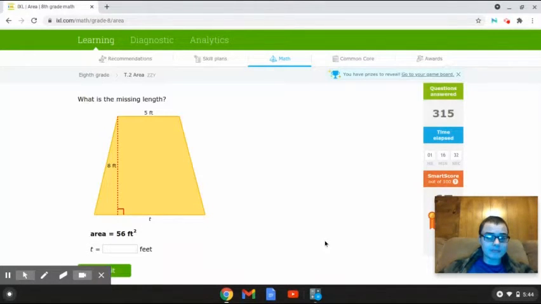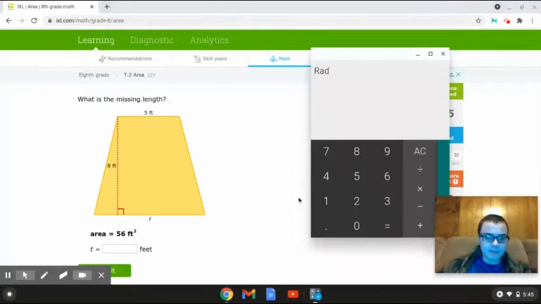And the way that we're going to be doing that is first, we have to divide the area by half of the height. So half of the height, in this case the height is 8, so half of 8 is 4. So we're going to take 56 and divide it by 4. That gives us 14. And then from here, we are going to subtract this answer from the base, one of the bases, which is 5. And that will give us 9.